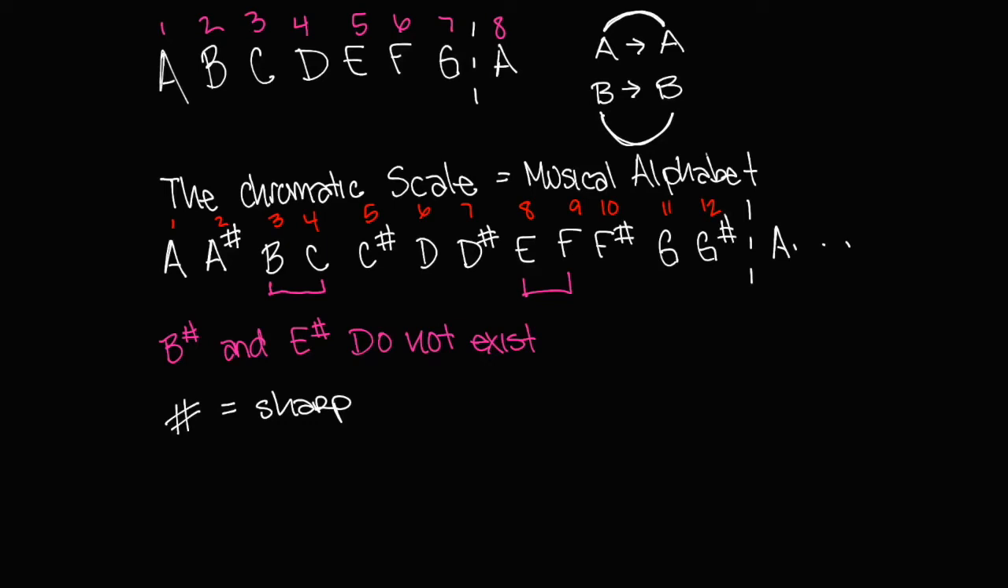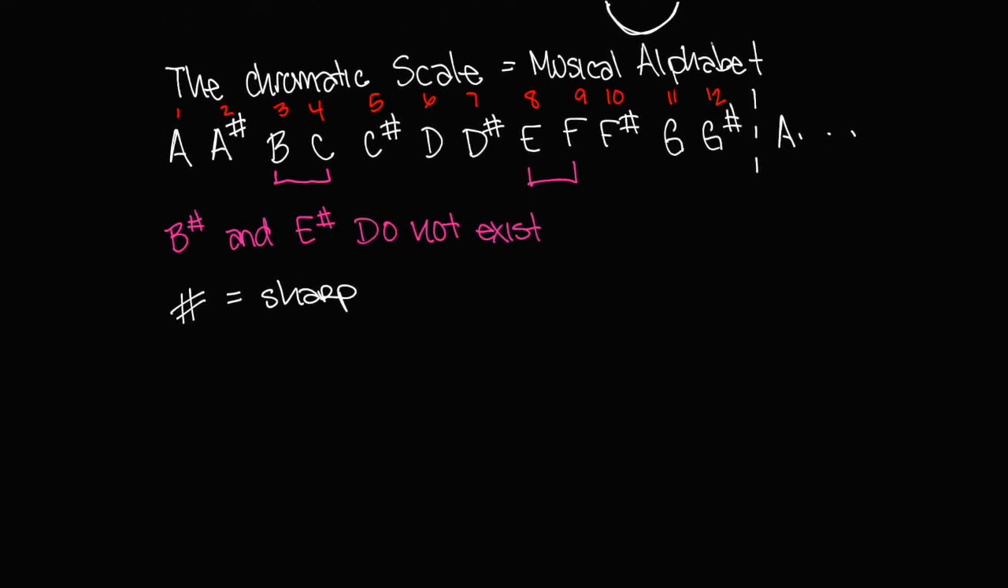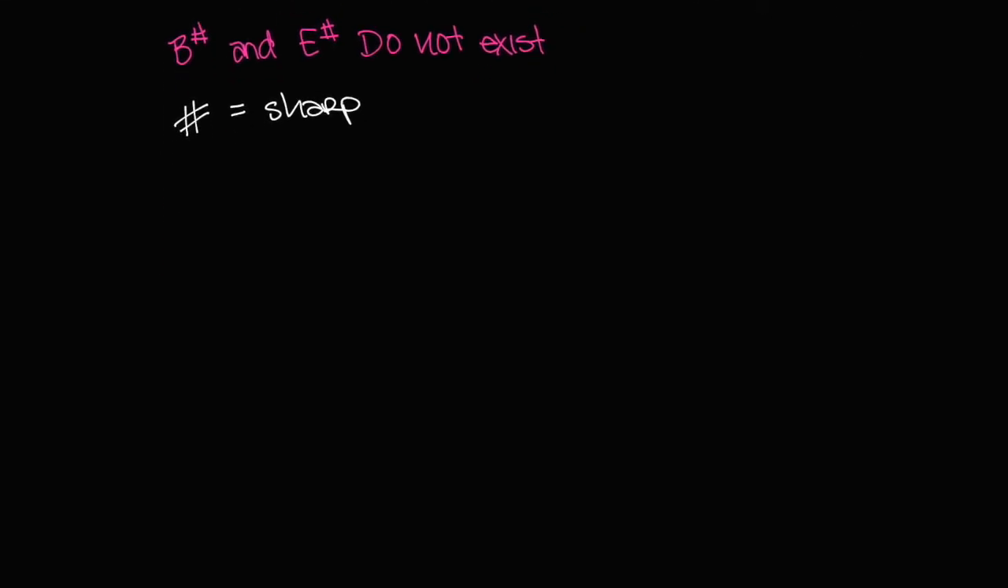And let's discuss what the function of a sharp is. We have all kinds of sharps: A sharp, C sharp, D sharp, F sharp, and G sharp. We want to understand what the function is, but before we can really understand it, I think we need to take a step back and understand what the distances are in music.